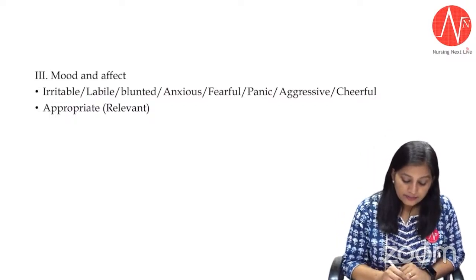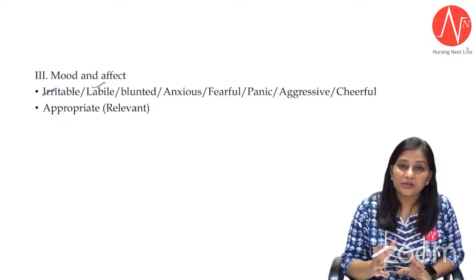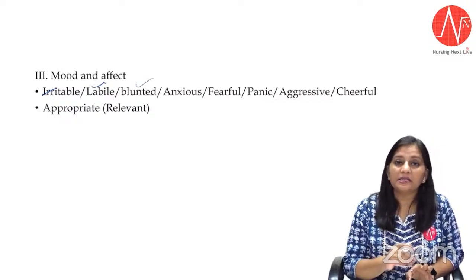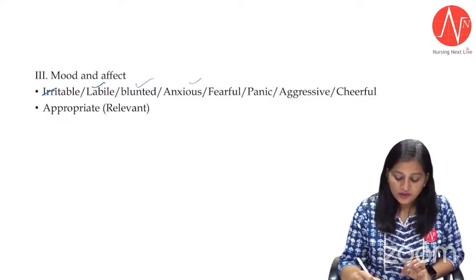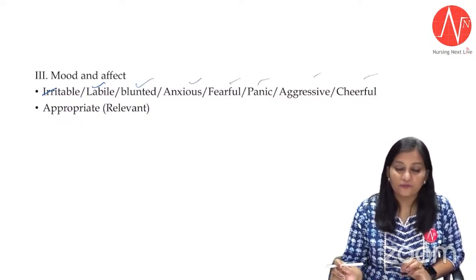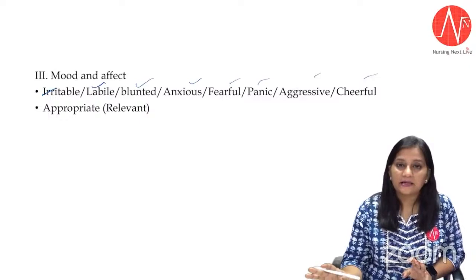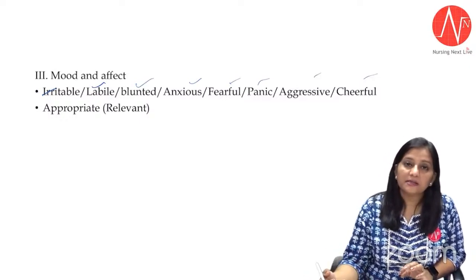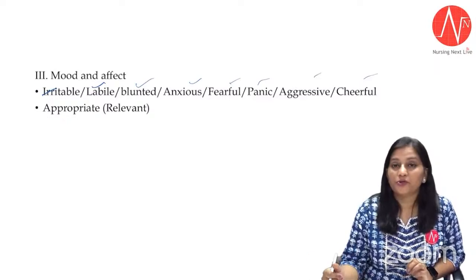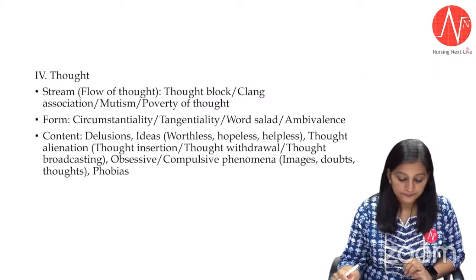Now, it may be irritable, it may be labile. Labile means it changes very frequently. Blunted means no expressions at all. Mask-like face. Anxious, fearful, panic, aggressive, and cheerful. So all these findings can be observed in mood and affect. The patient may say all these things, and affect might demonstrate all these things.